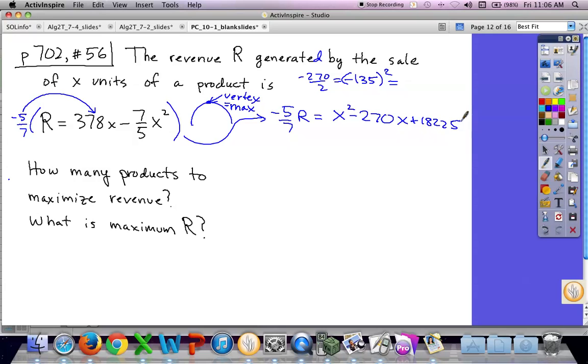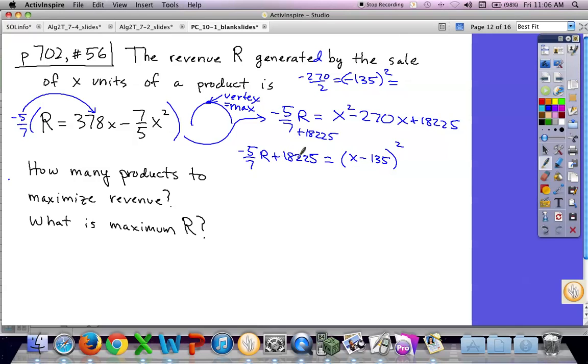But if I add that much to the right, I've got to add the same thing to the left, right? So this will be plus 18,225. So here's the negative 5/7 R plus 18,225 equals, what is my x minus what? 135. It's whatever you get when you divide by 2, right? x minus 135.